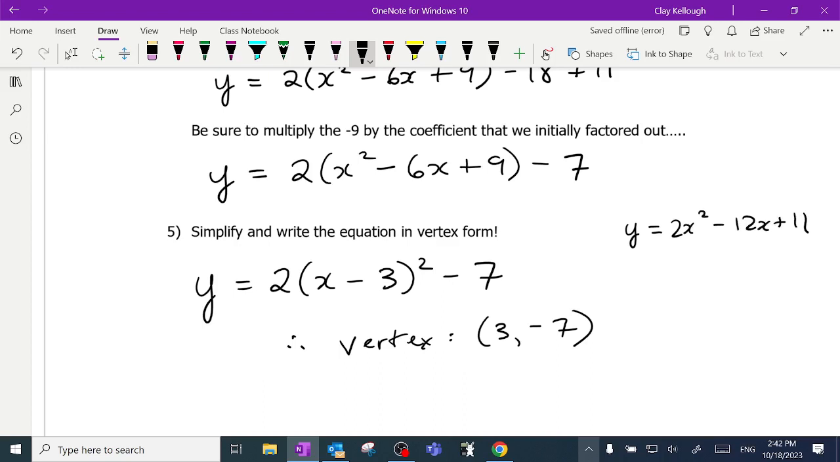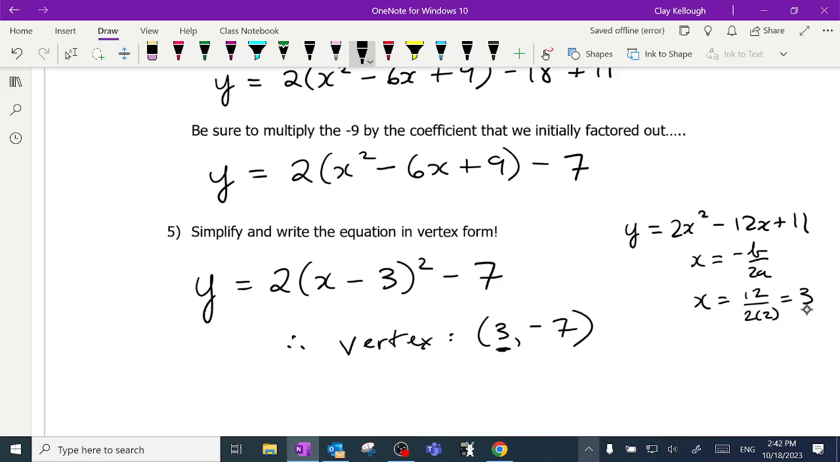Now, we already had another way we could find the vertex, right? Remember, we looked at that the other day? The little formula, the x-coordinate of the vertex is minus b over 2a. So in this case, that would be minus negative 12 over 2 times 2. And 12 divided by 4 is 3. Hey, look, that's the x-coordinate I got.